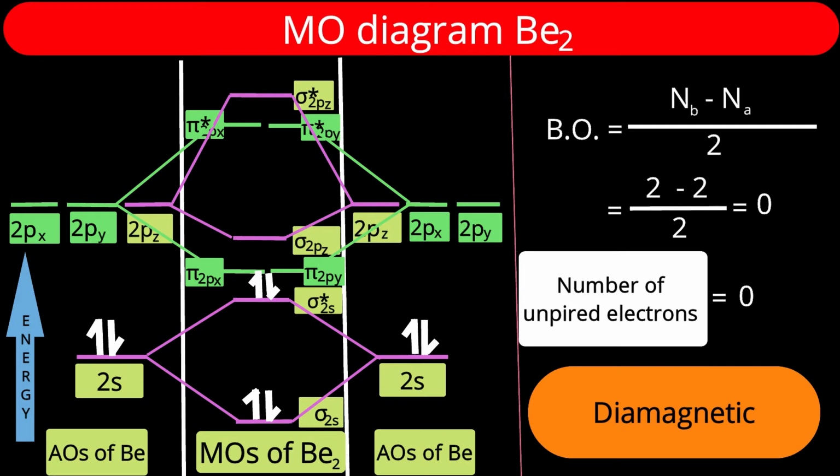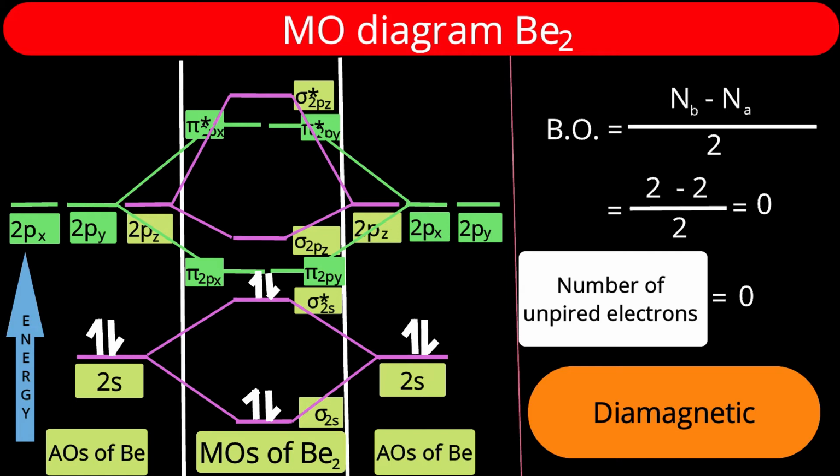The 1s orbital being inside doesn't experience any kind of interaction, any kind of overlap, no additive, no subtractive. So whatever electron density is there in the 1s orbital from each beryllium, it will remain the same. So overlap integral will be 0. It means the orbital will remain non-bonding. Its energy will be same as the energy of the combining atomic orbitals. It is not represented in this MO diagram, but those orbitals are there at the lower energy.